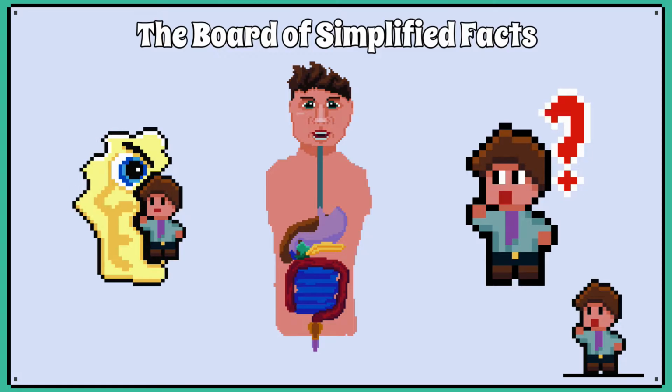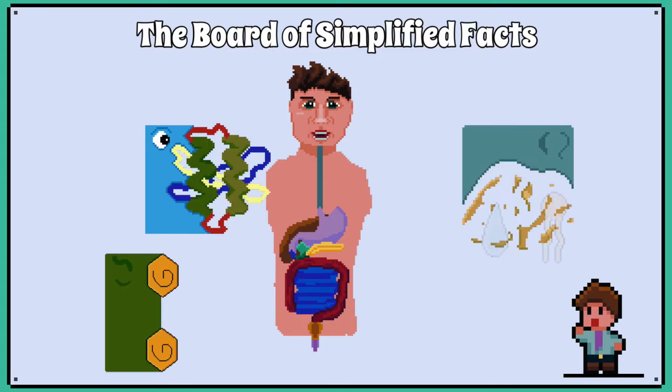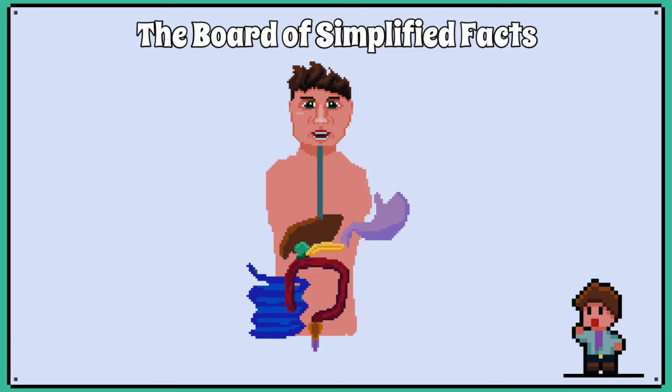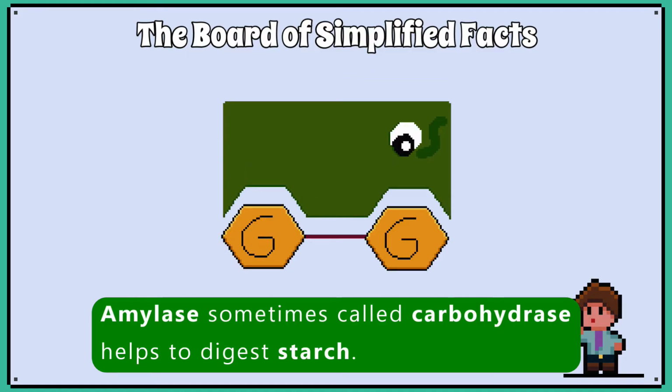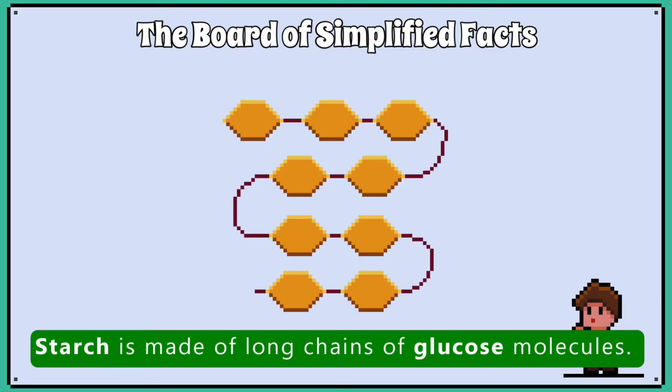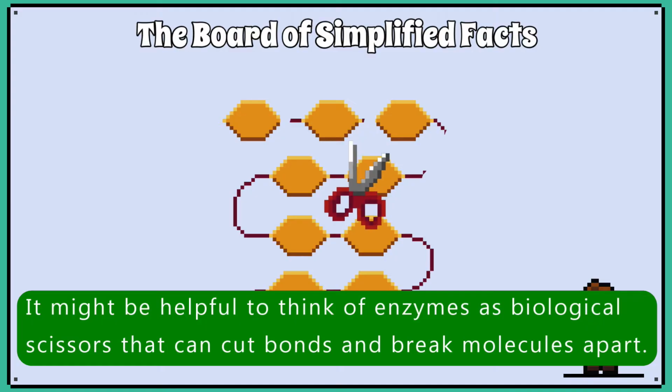You need to learn the names of the enzymes that break down fats, proteins, and starch, and where you would find them in the digestive system. Amylase, sometimes called carbohydrase, helps to digest starch. Starch is made of long chains of glucose molecules. It might be helpful to think of enzymes as biological scissors that can cut bonds and break molecules apart.